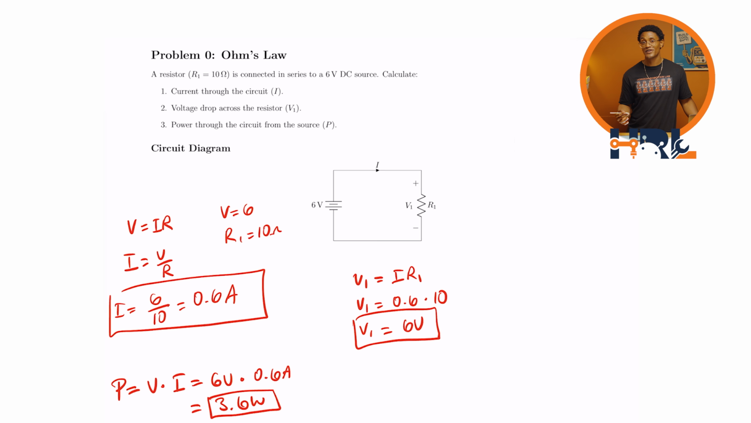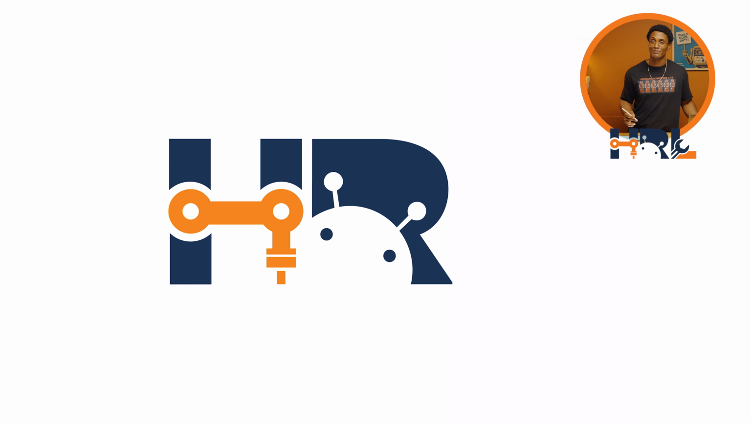The current through the circuit is 0.6 amps. The voltage drop through resistor 1 is 6 volts. And the power flowing through this circuit is 3.6 watts. Everything here looks good and everything makes sense. Let's move on to the next problem.